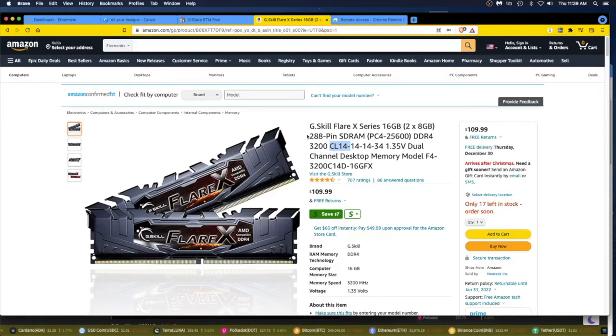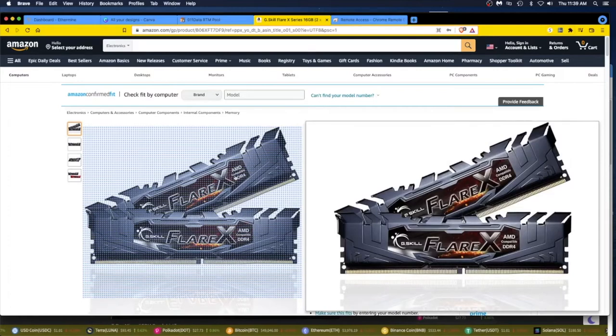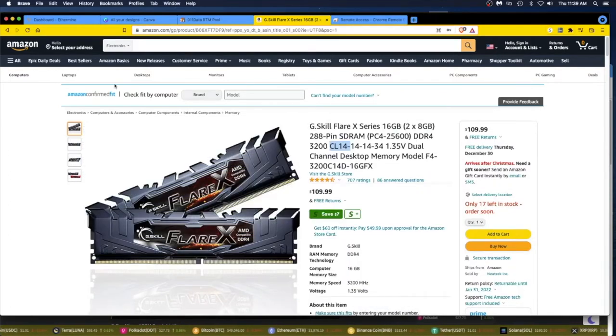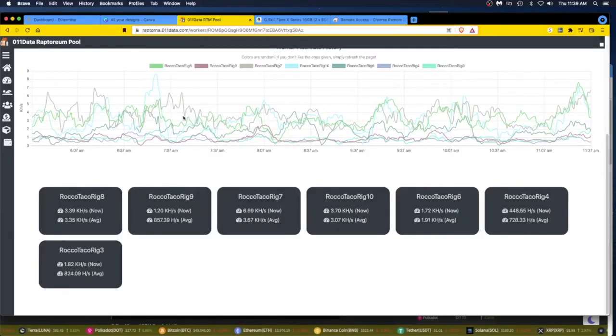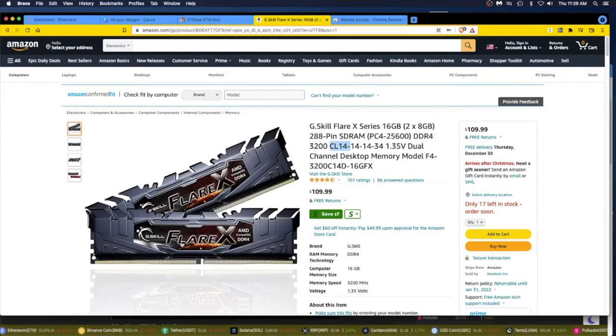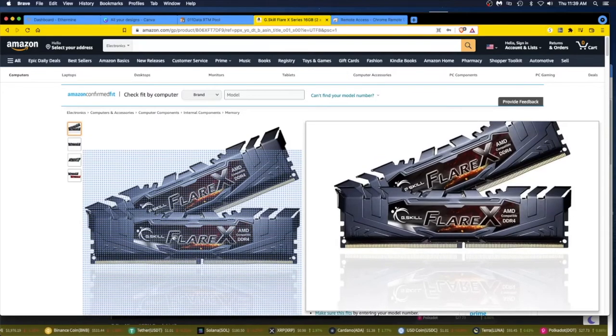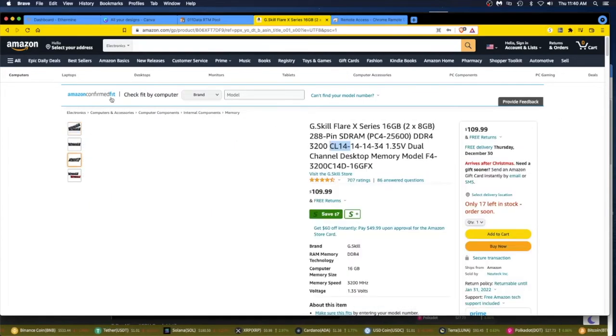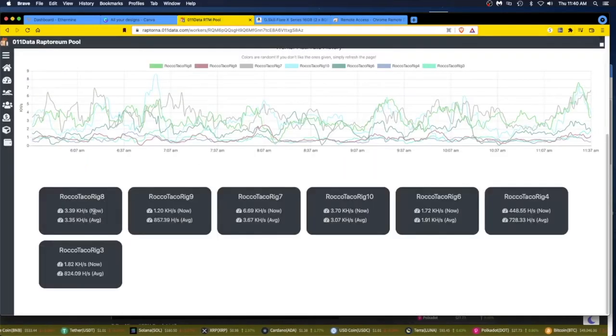No. So I decided, let's go ahead and try putting two sticks of this DDR4 3200 memory on the good old machine number 8 right here. If it cranked it up from the 2.2 average to 3.35, then surely, yeah, don't call me Shirley, it would keep increasing the performance for CPU mining for Raptoreum. So yesterday, almost 24 hours ago, I put in the second stick of this DDR4 memory, this G.Skill Flare X CL14 memory. I put that into rig number 8.